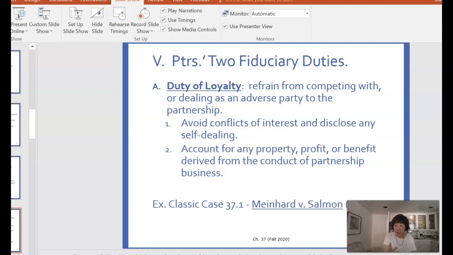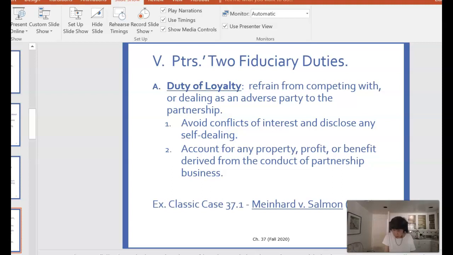Second point here, part of the duty of loyalty would be to account for any property or profit or benefit derived or taken from the partnership or through the conduct of the partnership business.